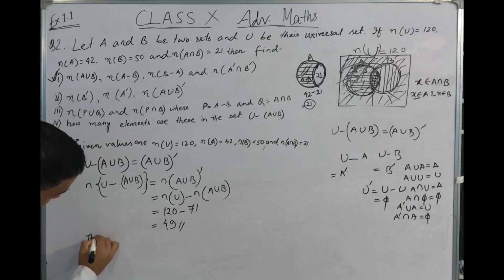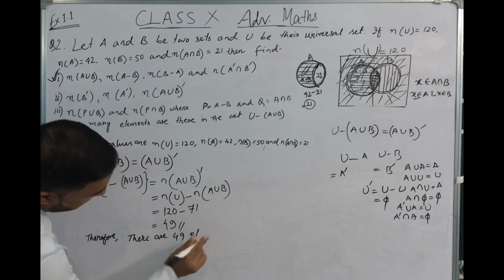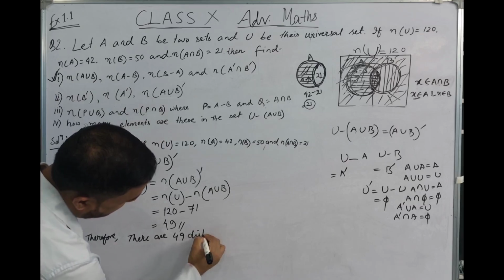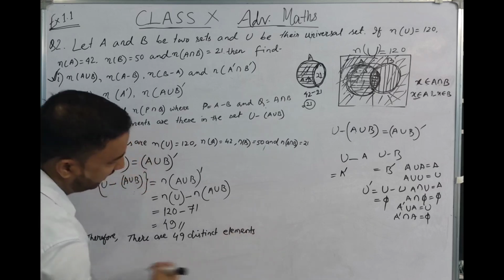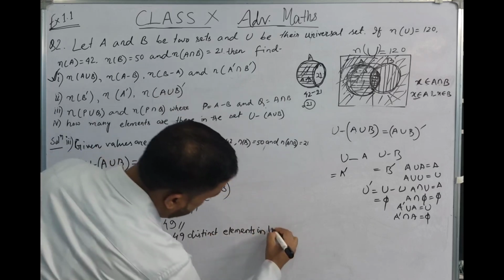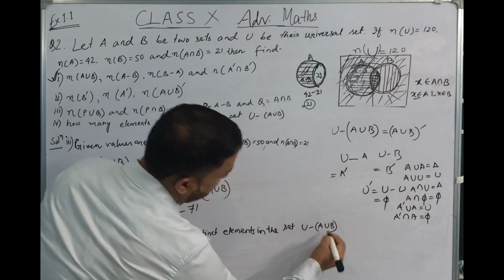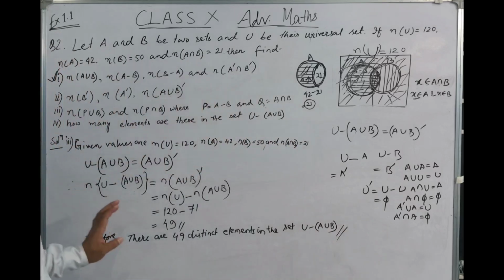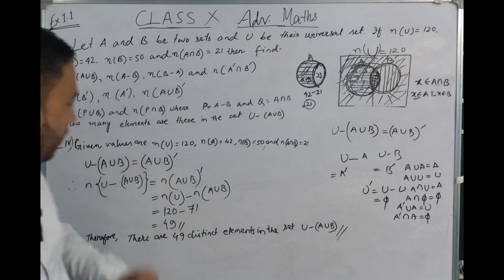Therefore, there are 49 distinct elements in the set U difference A union B. In U difference A union B, there will be how many elements? 49 elements. So this was question number 4.